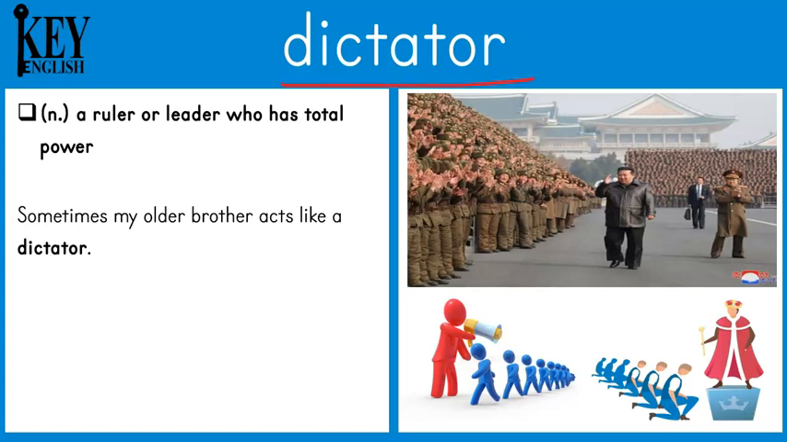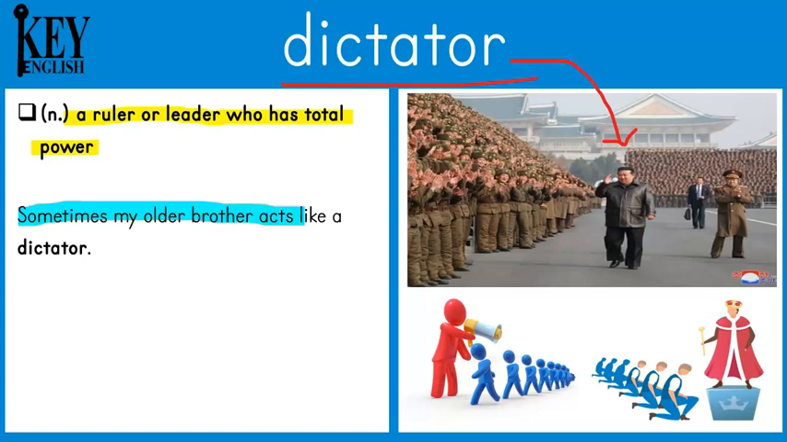The next word is dictator. A dictator is a ruler or leader who has total power. So they are similar to a king. They do not let people have much freedom. They are the ones who decide all of the laws and the rules that the country has to follow. And usually people cannot vote or tell them what they want to happen because the dictator is the one who has all the power and chooses what they want to do. For example, there is a dictator in North Korea who decides what everyone in that country can and cannot do.